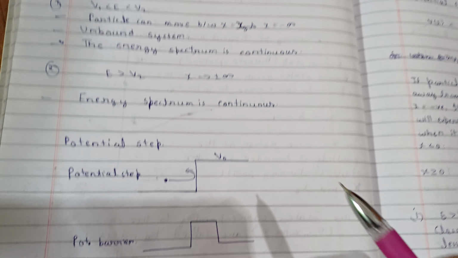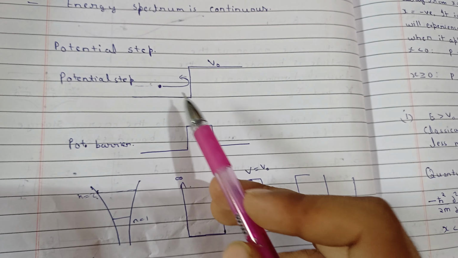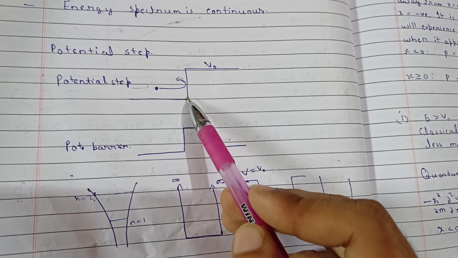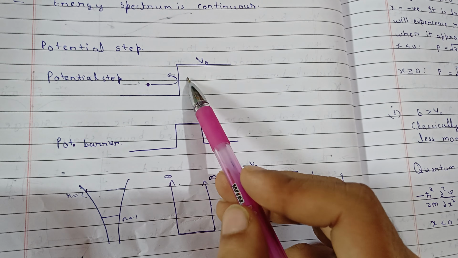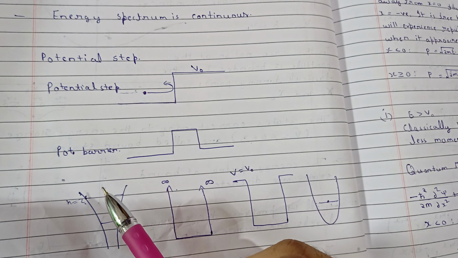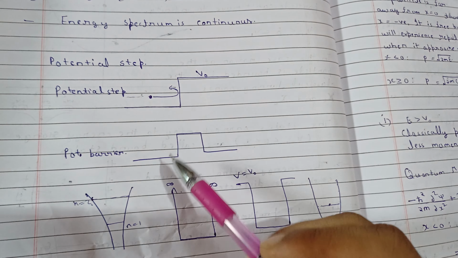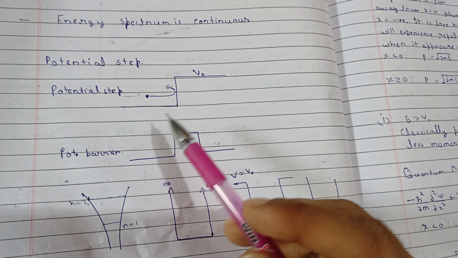Let me give you a summary. The potential step will be something like this: the particle is there and there is some potential, so it will turn from here. That will be your unbound motion, and that is called the potential step. And the potential barrier will be something like this. Both of these are examples of unbound motion. The potential step, we will see this.